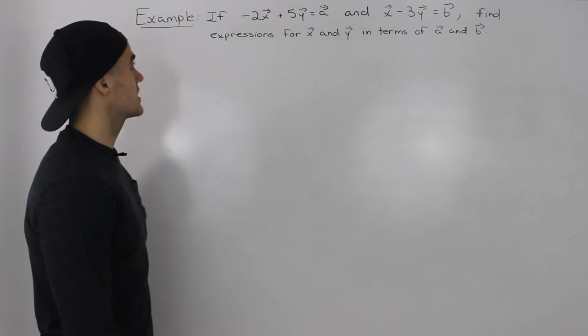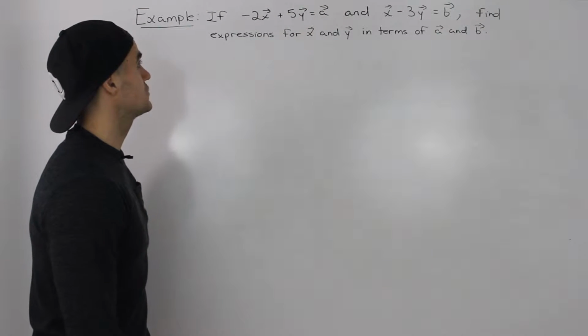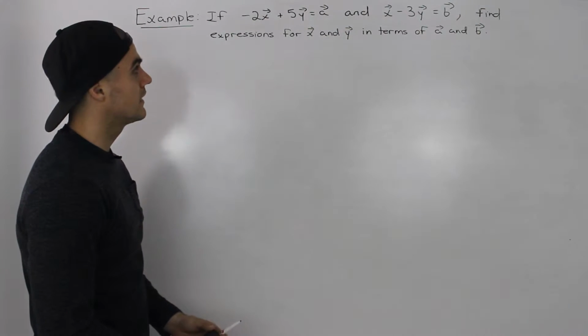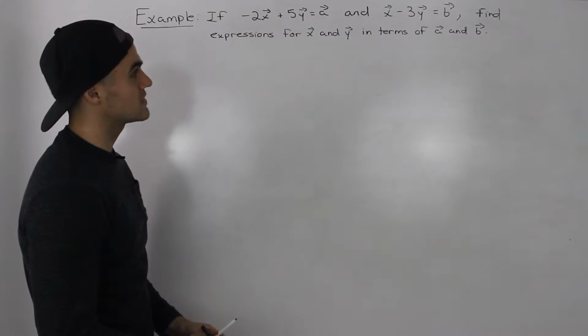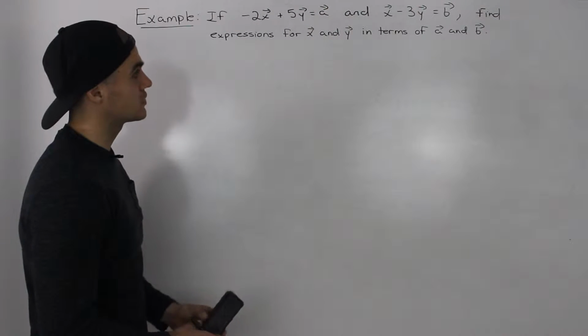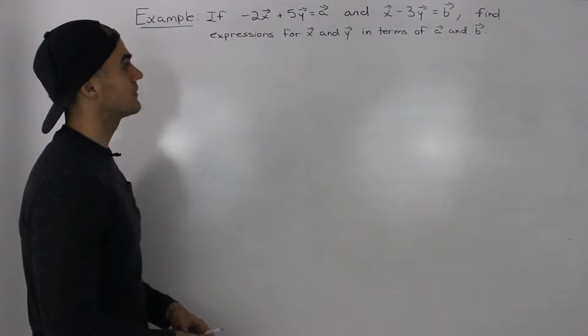Moving on to the next example, so if we have negative 2 times vector x plus 5 times vector y is equal to vector A, and x minus 3 vector y is equal to vector B, find expressions for vectors x and y in terms of vectors A and B.